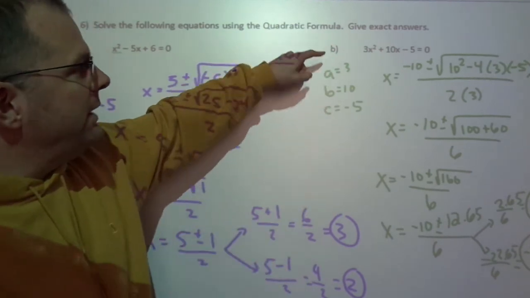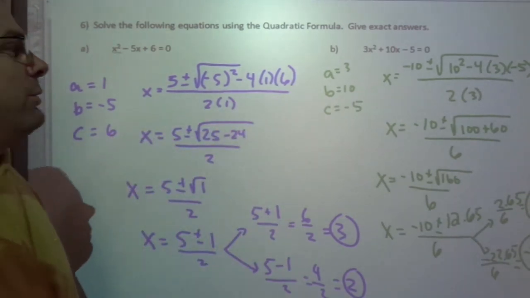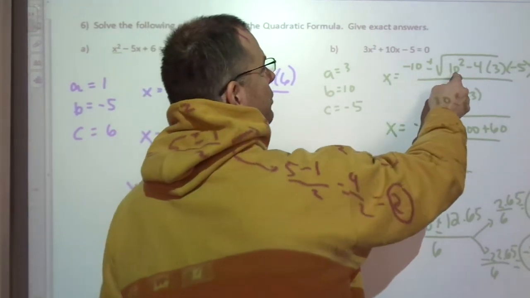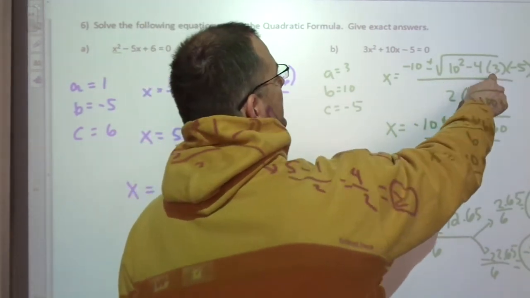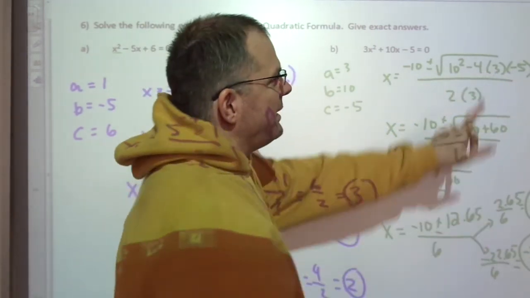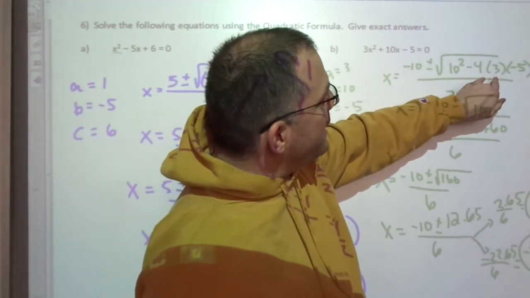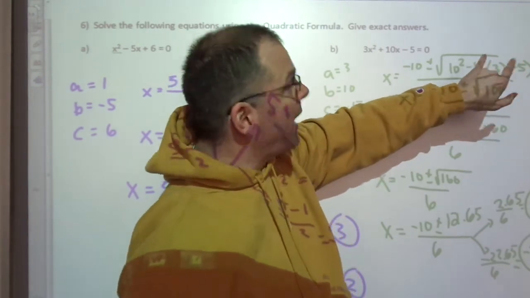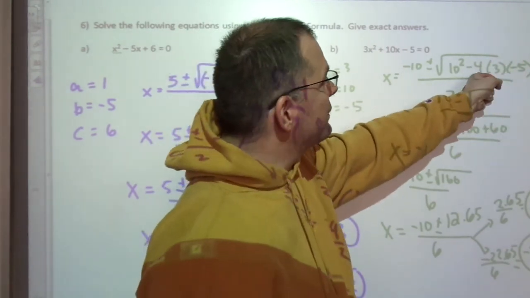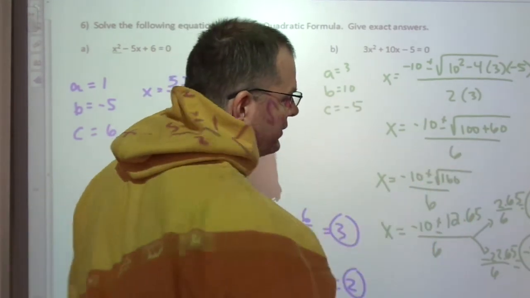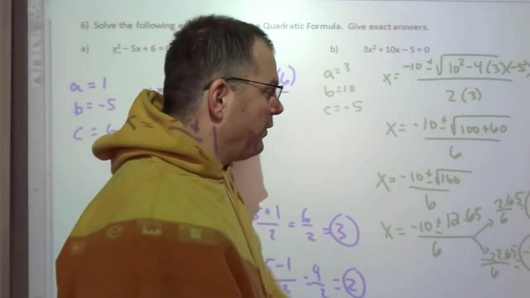Over here we got 3, 10, and negative 5. So we've got opposite sign of B, so that's negative 10, equals B squared minus 4 times A times C. When you multiply a negative times a positive, that's going to be negative 12. And then a negative 12 times a negative 5 is positive 60. So this is going to be positive. And when you add those together, we get positive 160. Taking the square root of that is 12.65.